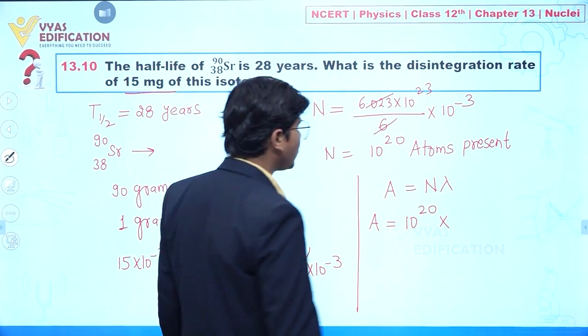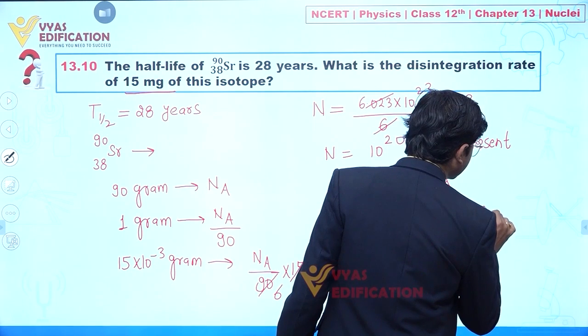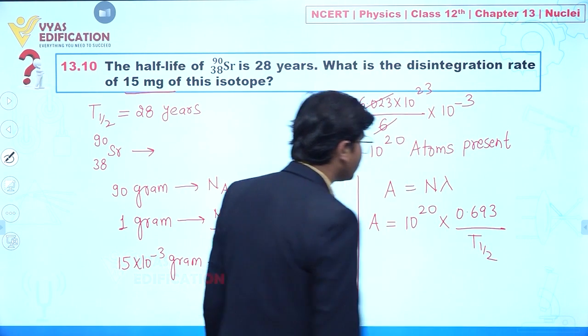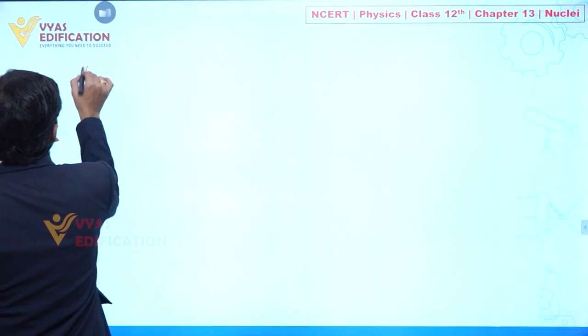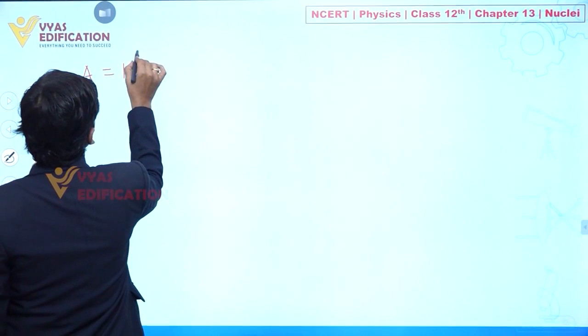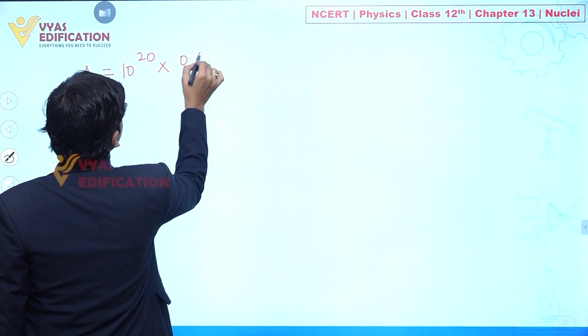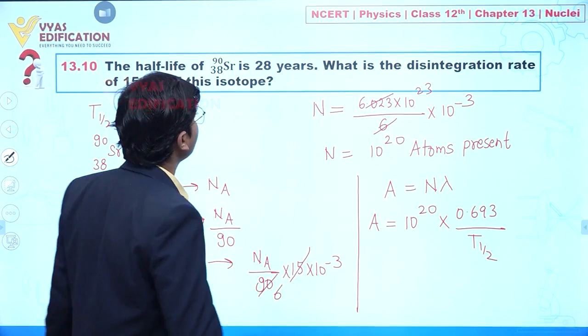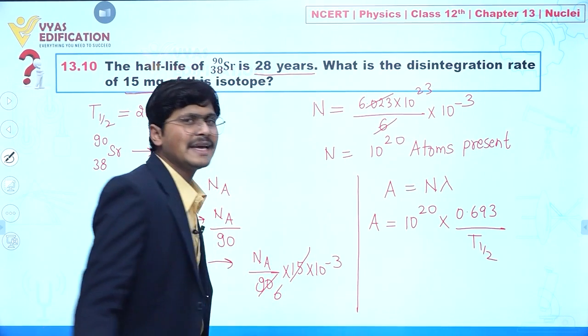Lambda value is calculated by a simple formula, 0.693 divided by T half. Clear? So now I can write it like this: A equal to 10 to the power 20 multiplied by 0.693 divided by T half. T half means half-life. Half-life is given to you as 28 years.